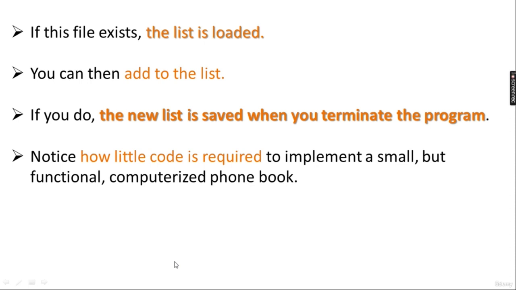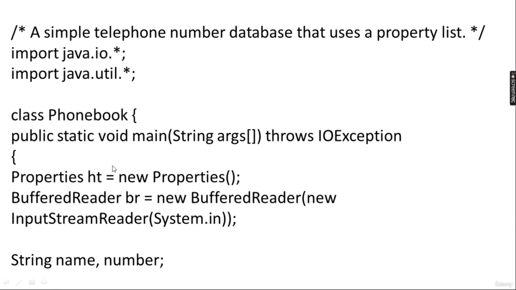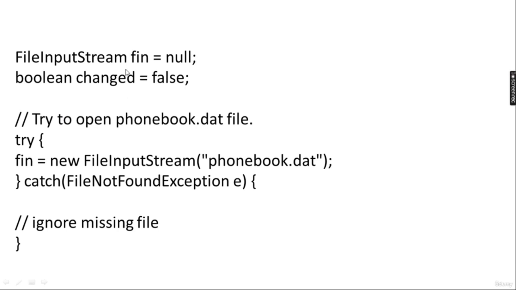Notice how little code is required to implement a small but functional computerized phone book. Okay, so the properties object is created. BufferedReader is equal to new InputStreamReader(System.in). Name and number are there. Then if the input stream object is null, boolean change is equal to false.